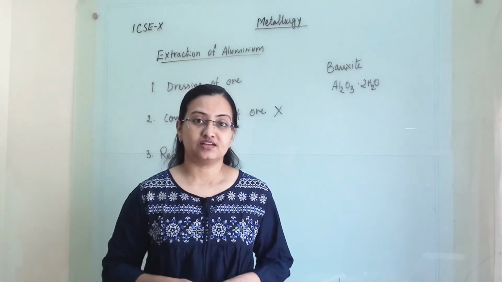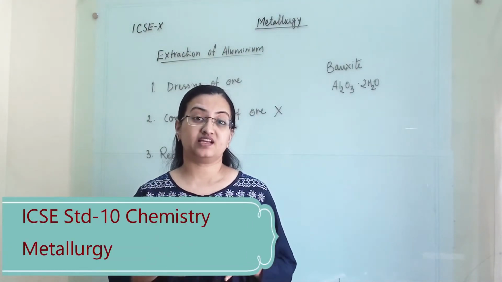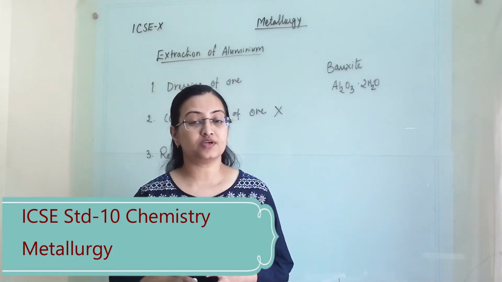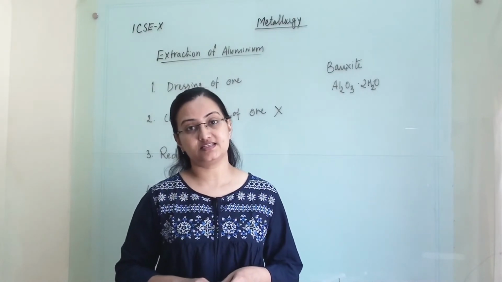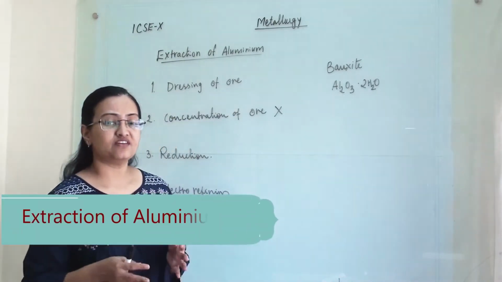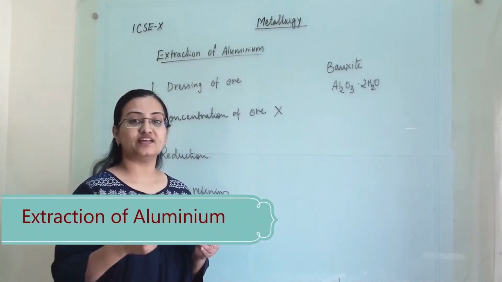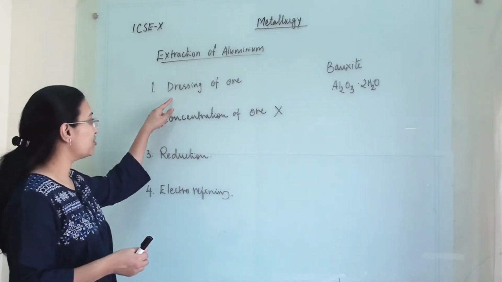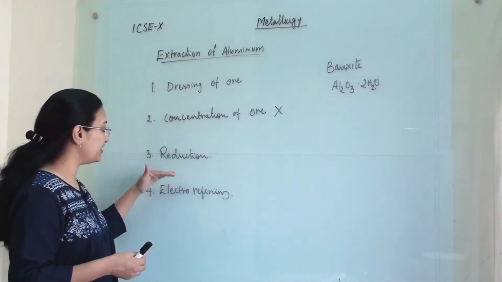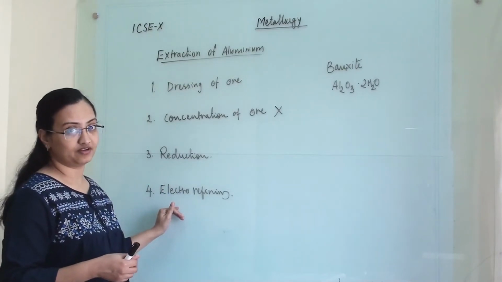Welcome to Learn Yourself. Today we are going to study about extraction of aluminium, and this topic is under Metallurgy, Standard 10 under ICSE syllabus. Earlier we have seen how we are extracting a metal. There are four basic steps of it: dressing of ore, concentration of ore, reduction and electro-refining.